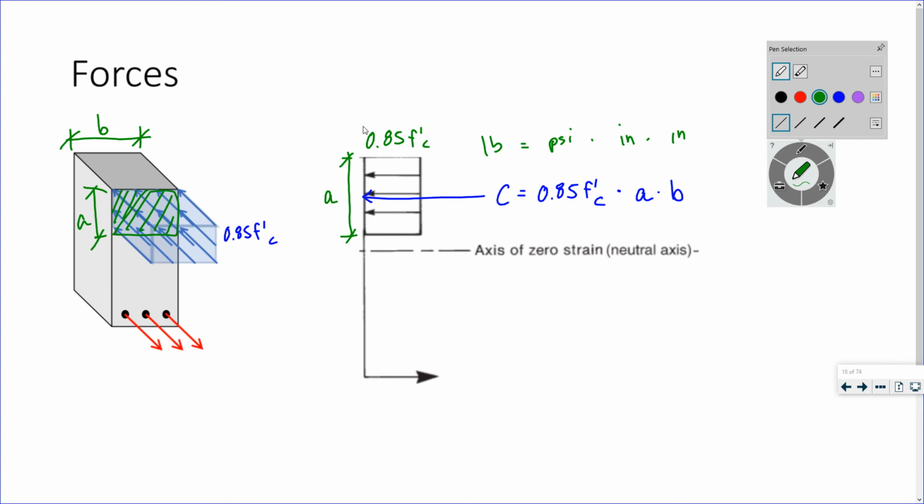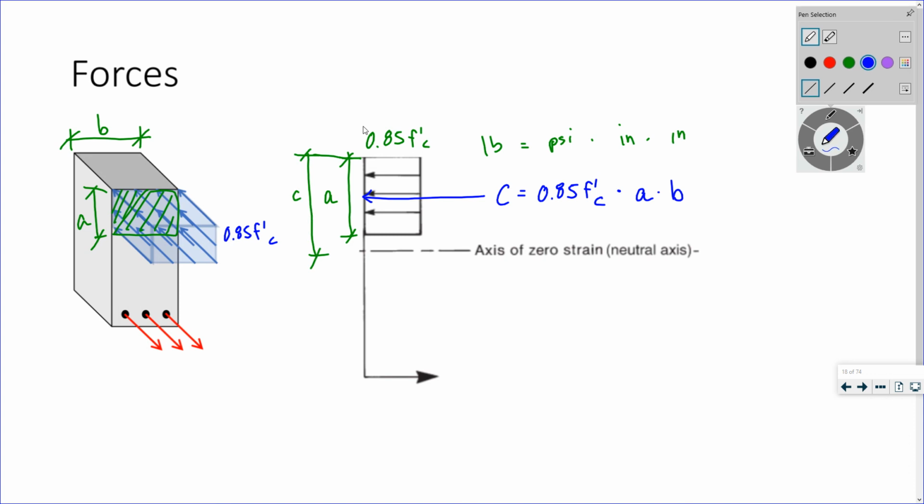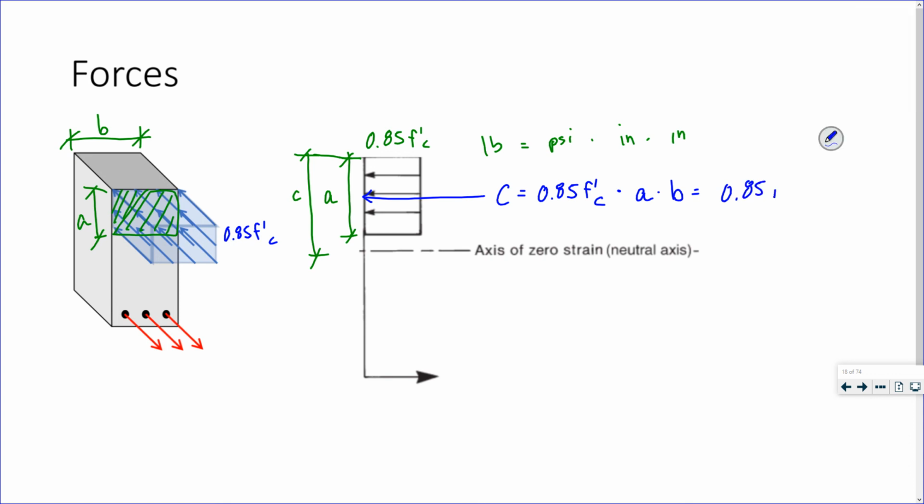And if my A is equal to beta 1 times C, I have 0.85 f'c times beta 1 C times b.